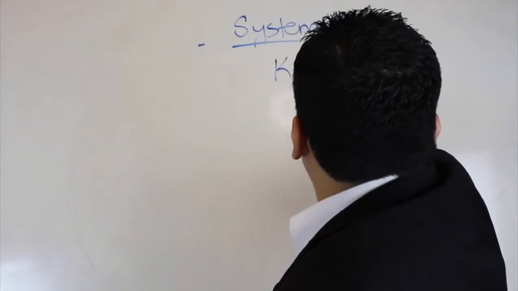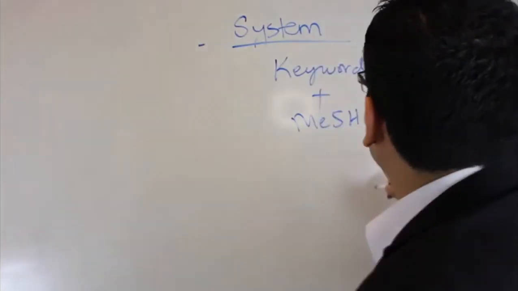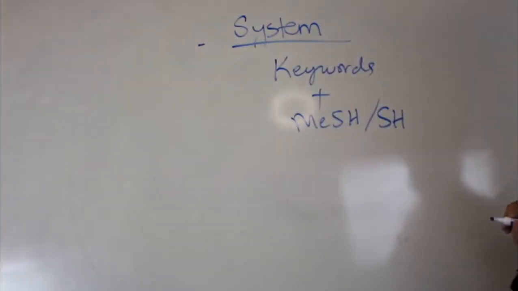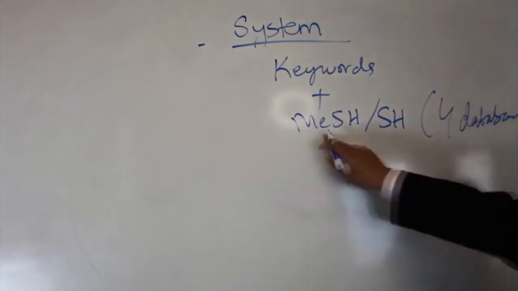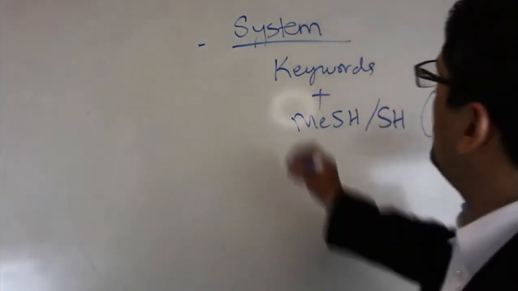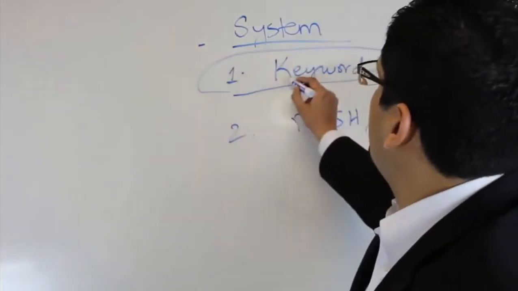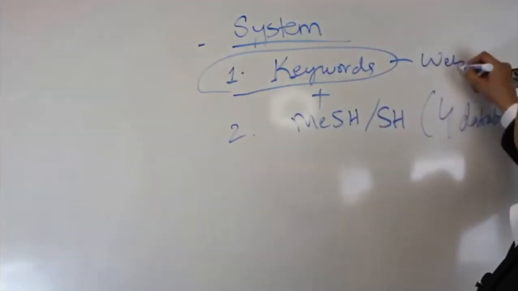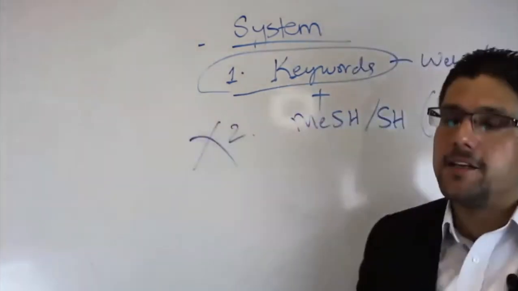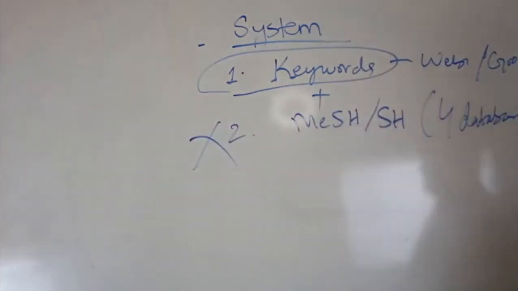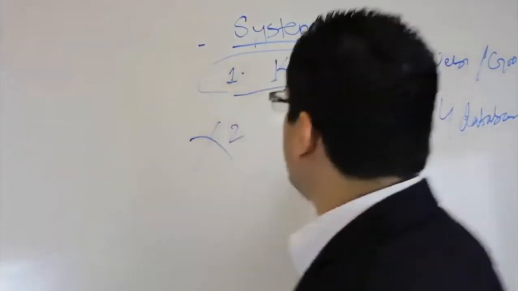So your search strategy will be your keywords plus MeSH, right? On PubMed, or just subject heading, controlled vocabulary on other databases. Remember, I think there are only four databases that have the MeSH, the subject heading strategy. So you will rely on this and you will rely on this. You cannot just rely on this. You only rely on this if you are just searching Web of Science or Google Scholar. Then you don't need this problem. If your database to go is Google Scholar or Web of Science, then you don't need this stress of MeSH.